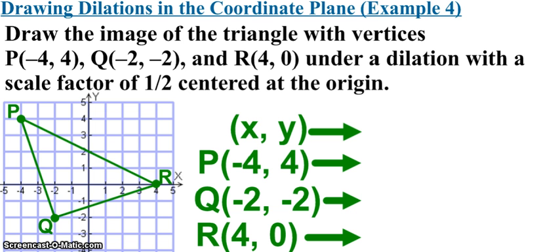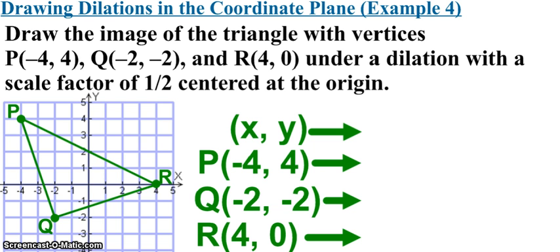All right. With that problem that you just did, we're going to check your answer tomorrow in class. Let's go on to the next problem. Drawing dilations in the coordinate plane. Draw the image of the triangle with vertices P, Q, and R, with the ordered pairs that are given, under a dilation with a scale factor of 1/2 centered at the origin. Go ahead and plot your points, and start the table off to the right side of the coordinate plane. Hit pause, and when you're done, unpause it.